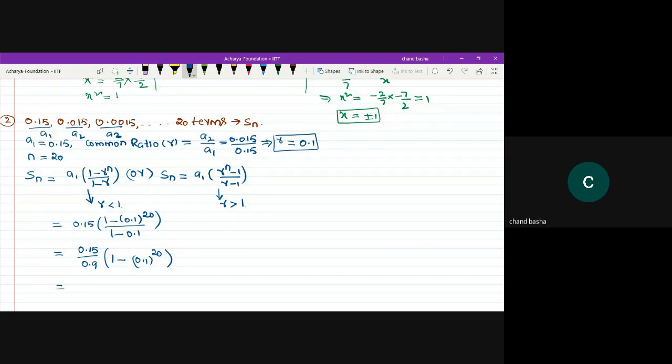This is equal to 15 by 90, so 1 divided by 6 you will get, correct? In the bracket you can write as it is, 0.1 whole power 20. That is 1 by 6 times 1 minus 0.1 whole power 20, which is the required answer. Hope you can understand this question. Sir, can I use the second formula instead of the first one? You have given two formulas.